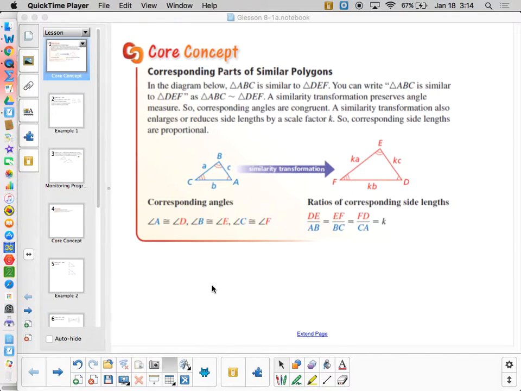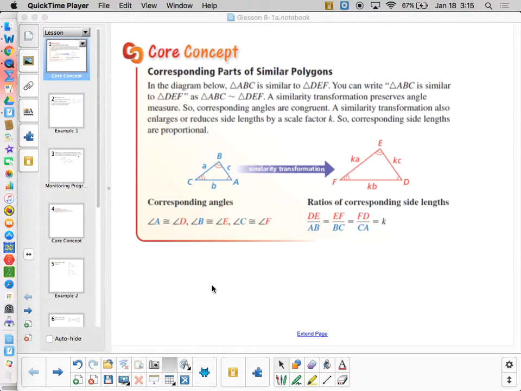This chapter is going to deal with the idea of similarity. And similarity takes us back to the idea of transformations and the idea of dilation. So back when we did our transformation chapter, we talked about dilation, which we said was an enlargement or a reduction of the original image. Similarity is exactly that idea. It's just another way of organizing it.